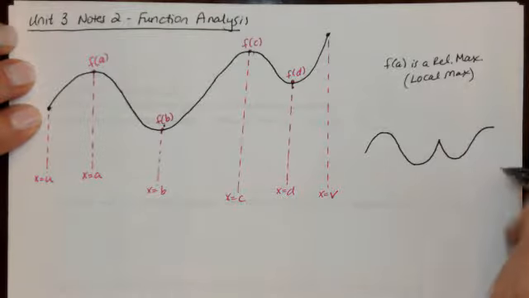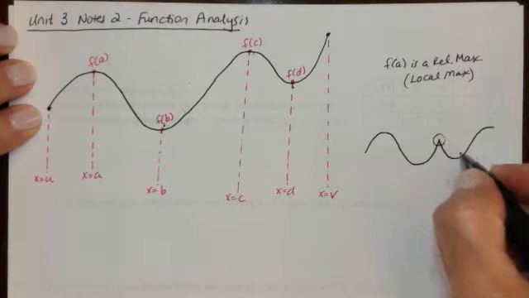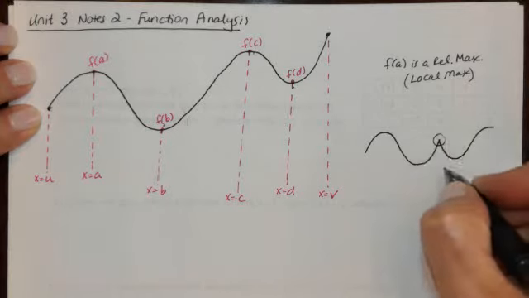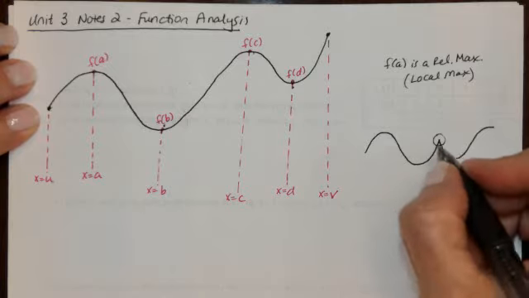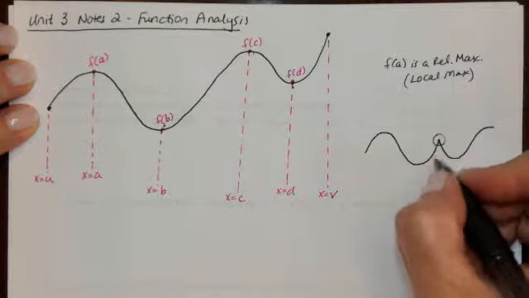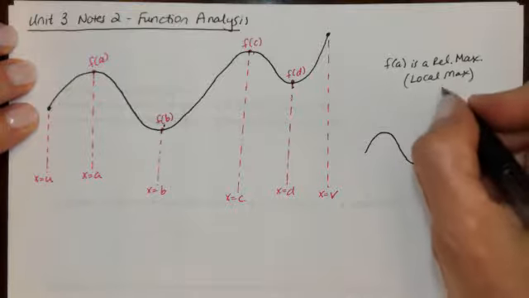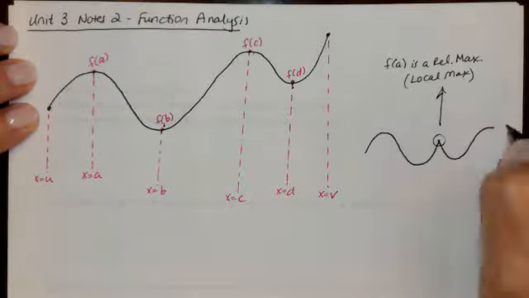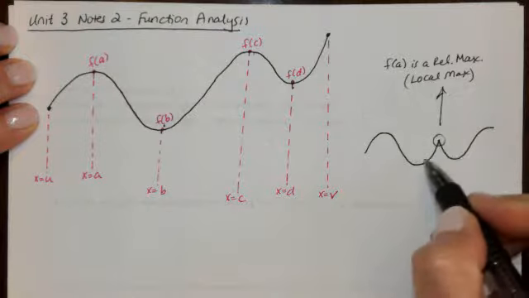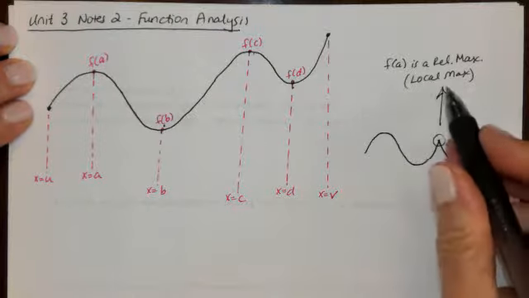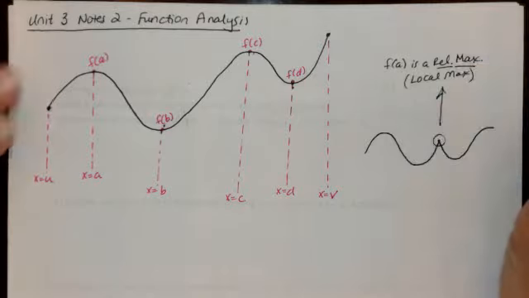My point is, is this a relative max? So I ask you, is there some interval surrounding this point where this point is the highest point? Yeah, it is. So this is also a relative max. It doesn't have to just be a hump. It could be a cusp, and that's still called a relative max.